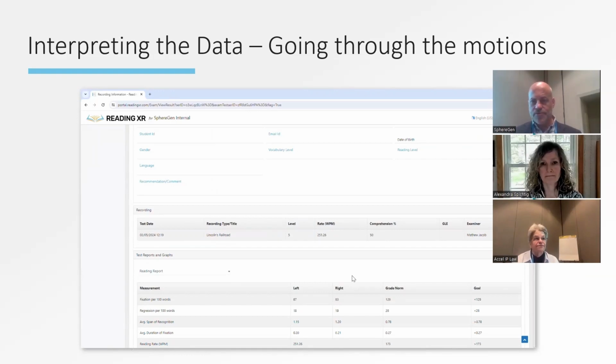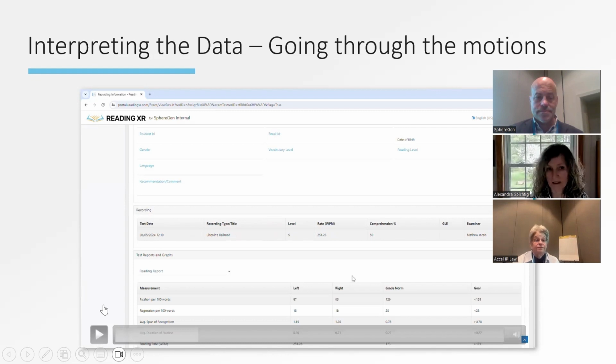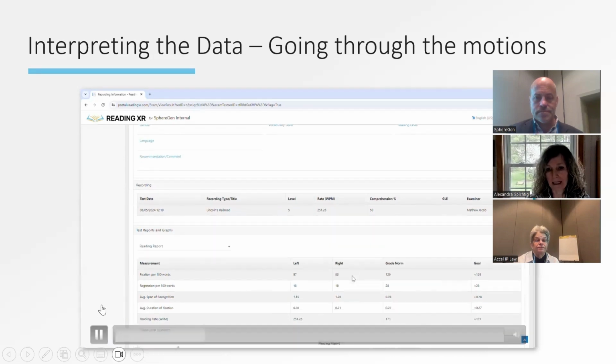So we're going to go through a couple examples now of data coming out of Reading XR of how you interpret it. Alex? Yeah, so in this example, we're looking at a student who read 250 words per minute, which you see here, and scored 50% comprehension. So immediately to me, that's a red flag because you have somebody who reads reasonably fast, but only scored 50% comprehension. So I'm thinking that this is probably a skimmer.